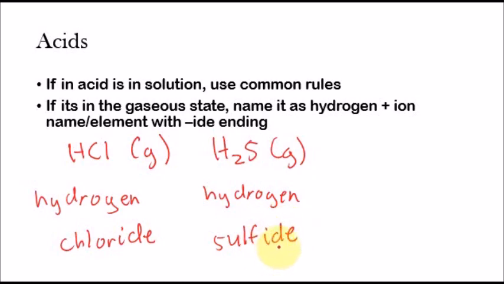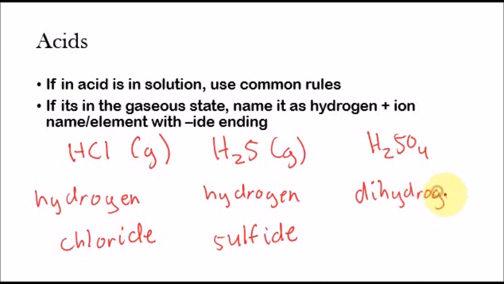Okay. Now, let's say we had a ternary acid. This is a little different here. Let's say we had H2SO4, but it's not dissolved in water. We would name it dihydrogen sulfate.